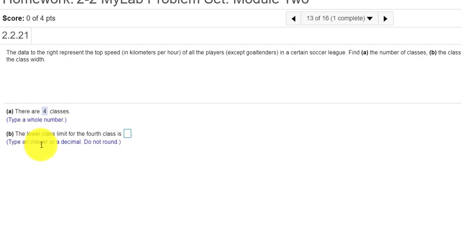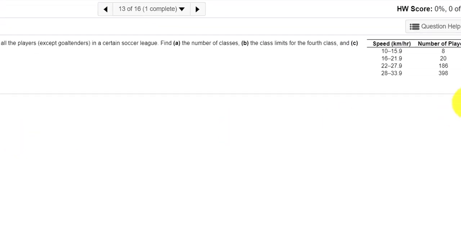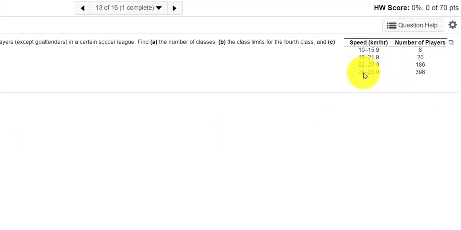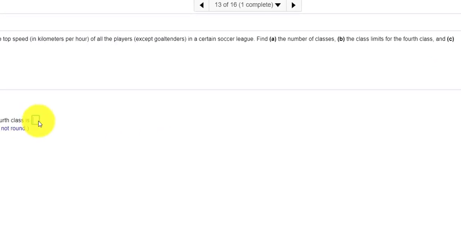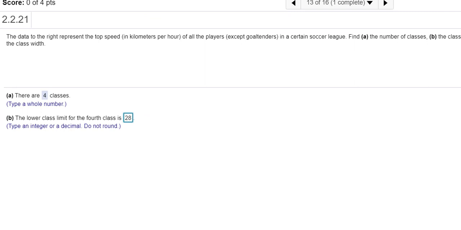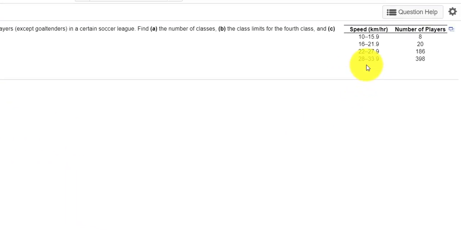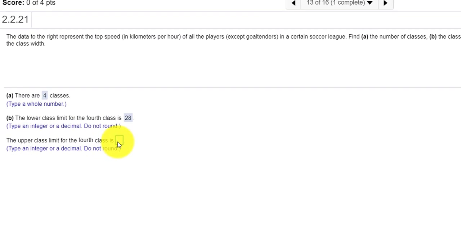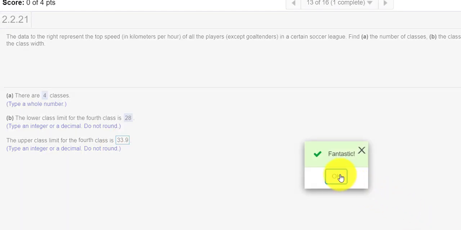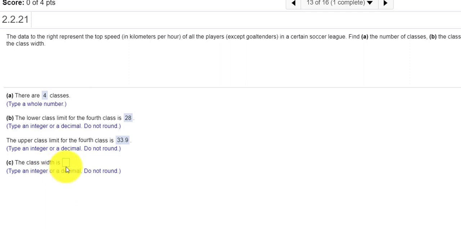The next question is the lower class limit for the fourth class. So here's the first, second, third, fourth class, and the lower limit would be the 28. And the upper limit for the fourth class is this 33.9. Okay, looks good. And then the last part is the class width.